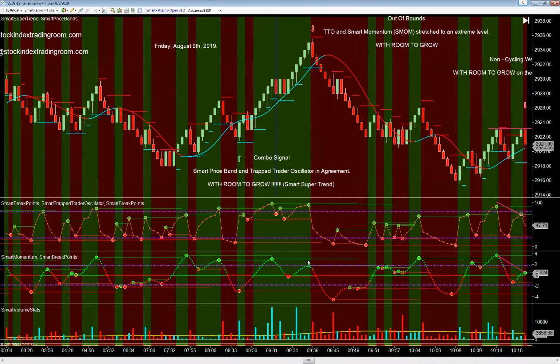Trap trader oscillator and smart momentum both are stretched to an extreme. And we have this red reversal bar on a red background. Rob has coded the background color change. It's brilliant. And this SST open zone gives the market momentum to take off.